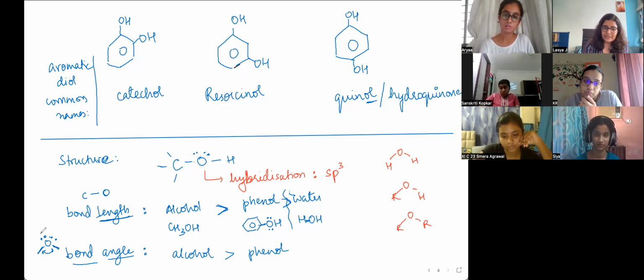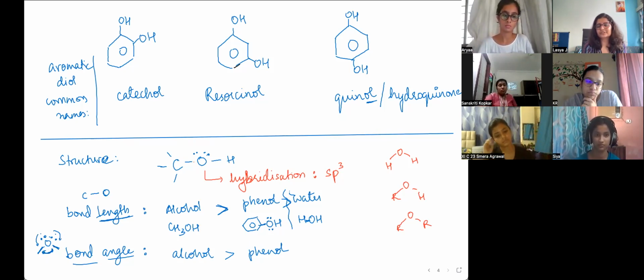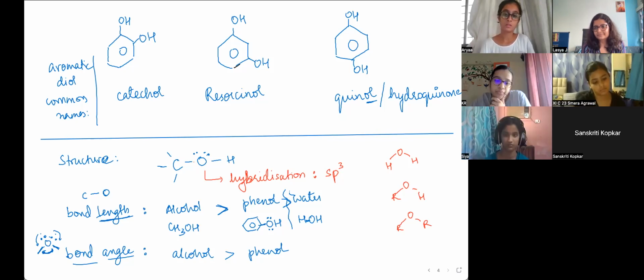So if their repulsions are greater, these are going to push on the bond, right? So will the bond angle become greater or smaller? Smaller. Right? So okay, you're saying in phenol the lone pair repulsions will be greater.